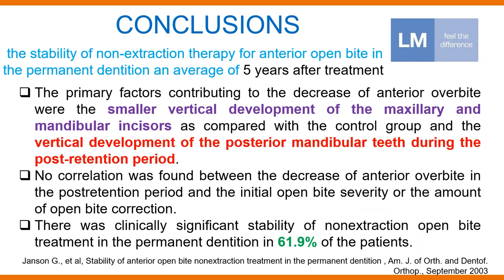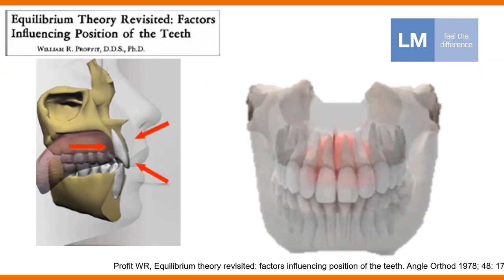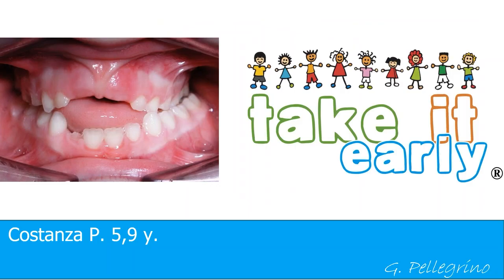But why do the teeth really stay in their place? And it's very interesting to read again this paper published by Professor Proffit some years ago, The Equilibrium Theory Revisited: Factors Influencing Position of the Teeth, which is very important to check and to be sure that the tongue is pushing in this area of the maxilla, as we can see in the pink design, the pink color design here. Because the tongue posture at rest is very important to avoid or to maintain the open bite structure.